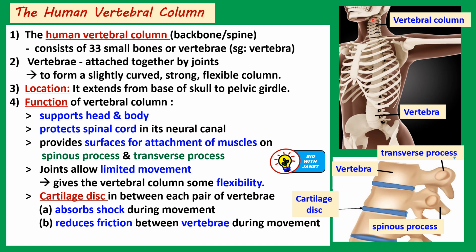Now, the location of the human vertebral column: it extends from the base of the skull, in the picture here, right down to the pelvic girdle, so the vertebral column is attached to the pelvic girdle at the bottom part. Now, the function of the vertebral column, which is important: the first function is that the vertebral column, as a long straight column, supports the head and the body, and it has a hollow center for the passage of the spinal cord. So it protects the spinal cord in its neural canal, which you will observe afterwards.